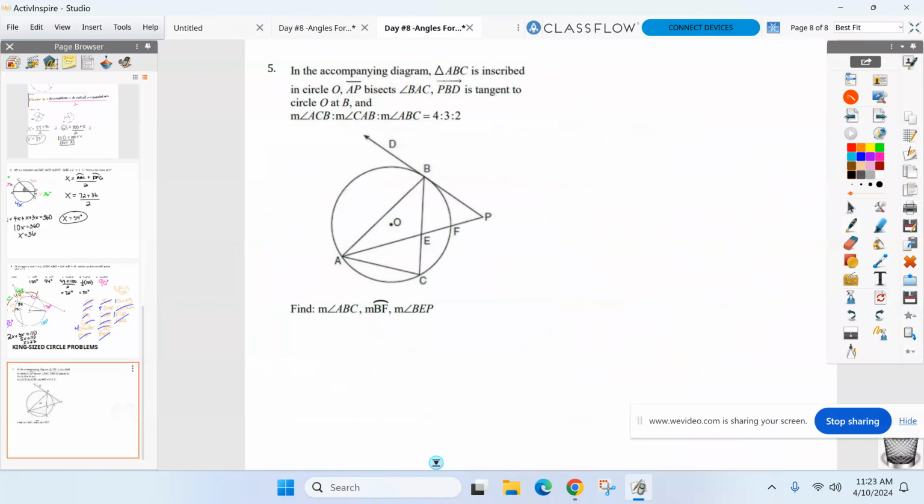Another king size circle problem. Notice it's asking me to find two angles and an arc. We don't care. You find all arcs first. Find all arcs first. Read through. Please don't read too quickly either, because you're going to gloss over a huge fact here, and that is AP is bisecting BAC. All right, angle BAC is getting bisected.